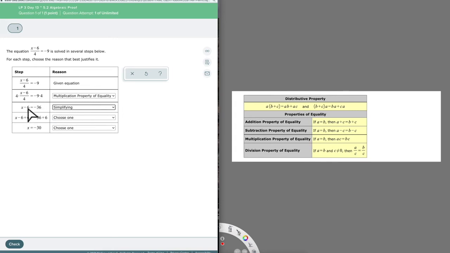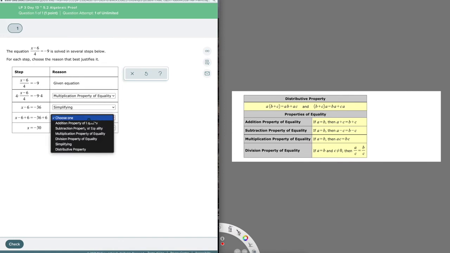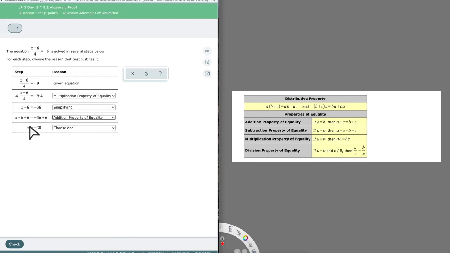Now I can see this x minus 6 down here. And now I'm adding 6 to both sides. So that's one of my properties here. I can add the same thing to both sides. It doesn't change the equation. So now I went from -6 plus 6 to just x. So there's just x on this side, and -36 plus 6 turned into -30.